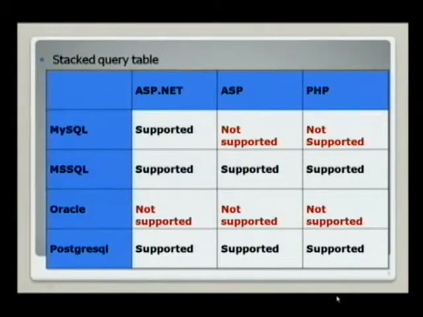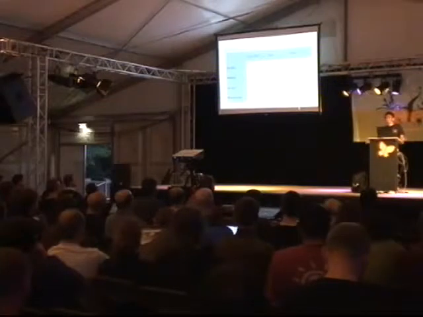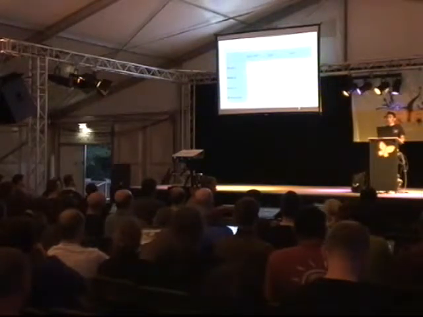So here is an example of the stack query table. On the top side, we have 3 different types of applications, and on the left side, we have 4 different types of databases. As you can see here, on MySQL, there are only 2 applications that do not support stack query by default, and they are ASP and PHP. So what we're going to focus on today is MySQL with PHP, as we all know that MySQL is widely used with PHP, and they are part of the software stacks for the LAMP and WAMP environments.